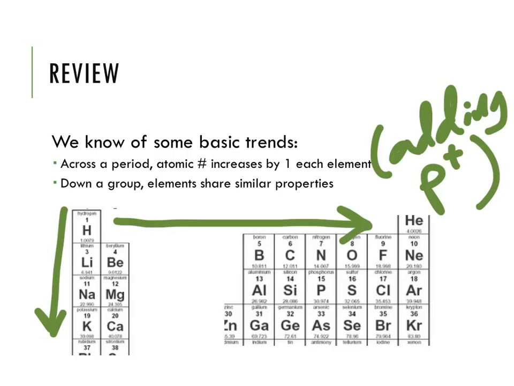For example, fluorine, chlorine, and bromine are all halogens. They have valences of 7, and they're all very reactive as they try and get an octet.